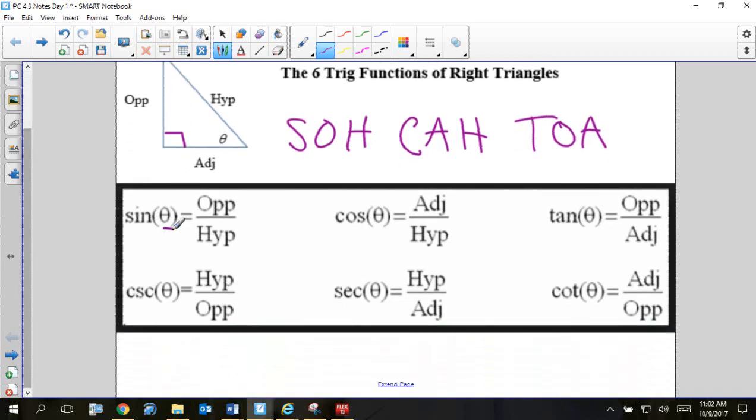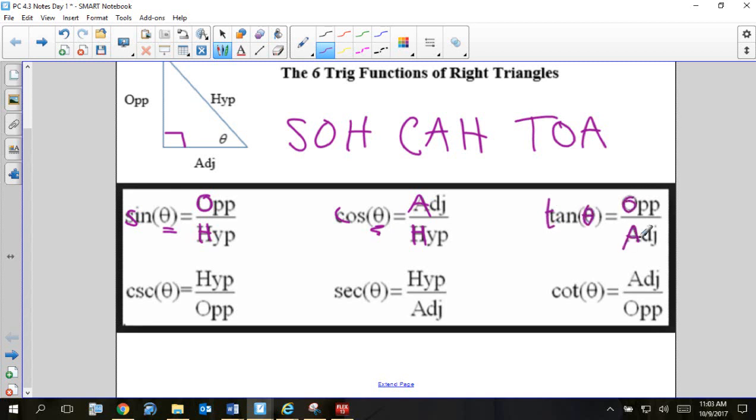And every time that you're writing this stuff, if you're writing it this way, you're going to remember it better. It's going to help you in the long run that you're writing sine of theta is opposite over hypotenuse. This is where we're getting SOHCAHTOA from. So SOHCAHTOA is just to help you remember it. Tangent of an angle is the opposite over the adjacent.